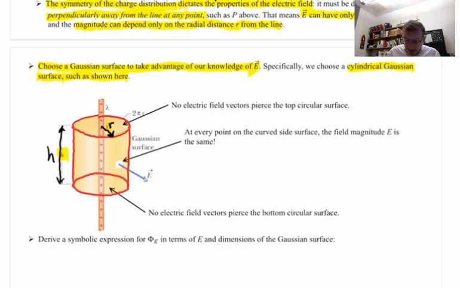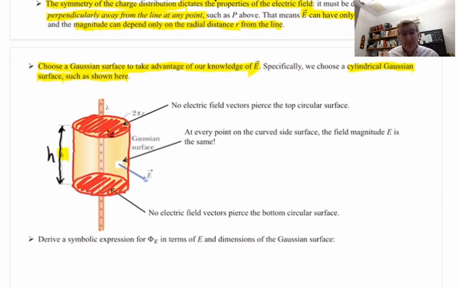Now let's look at that surface a little bit and think about the electric field vectors we've got from that line of charge. The cylindrical Gaussian surface, shaped like a soup can, is naturally divided up into three parts: a circular top cap, a circular bottom cap, and then a curved side.